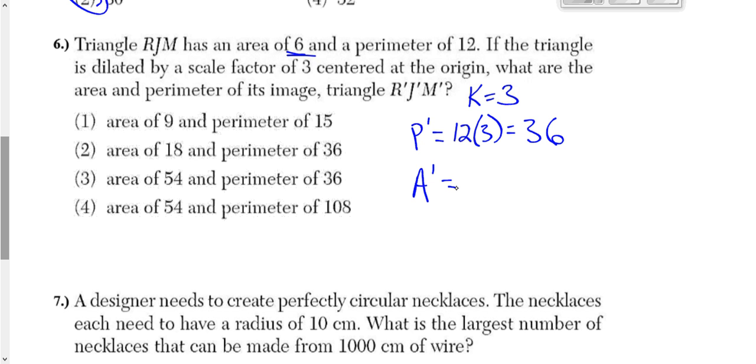Aha! Remember what you do to scale factor to apply it to area. K squared is what? 9. So the new area is 6 times what? 9, which is what? 54. Okay? If you go into area, you have to square the scale factor, because area is in square units, right? Okay, one more.